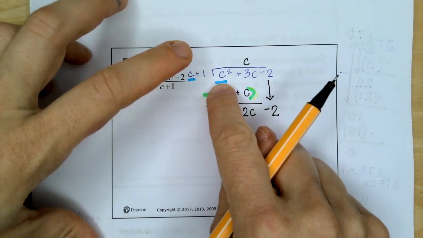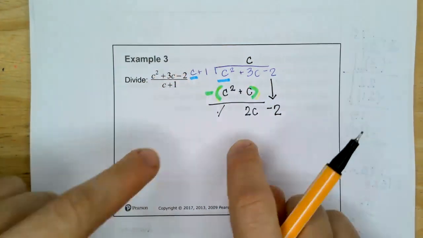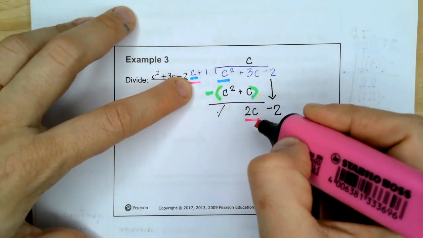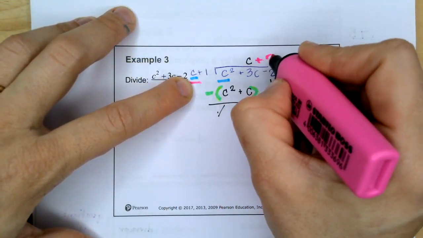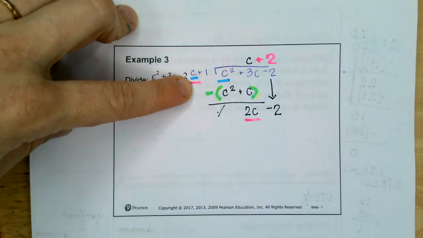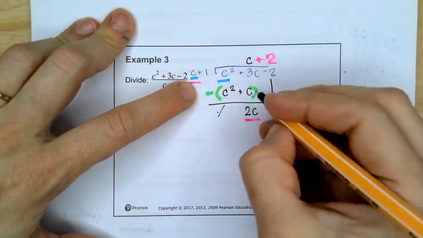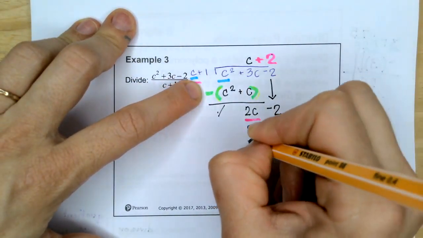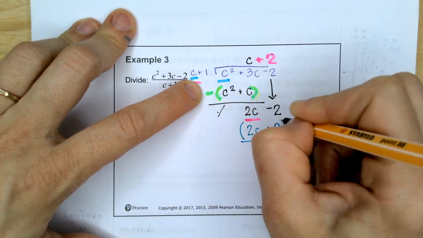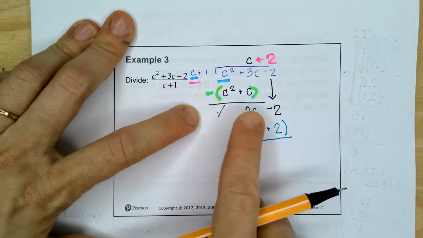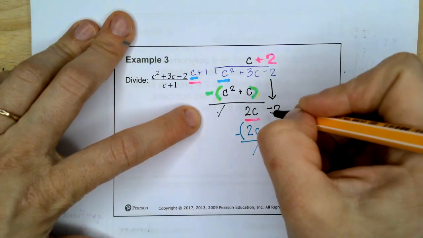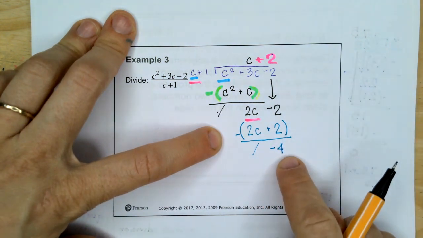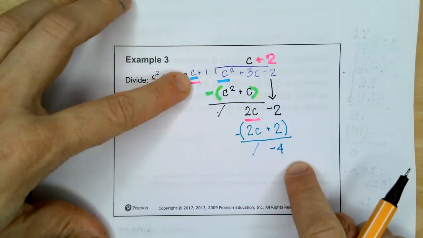Same thing. Here I looked at c squared and c. Now I'm going to look at the 2c and the c. How do I get from c to 2c? I multiply it by positive 2. 2 times c is 2c. 2 times 1 is a positive 2. Now, remember we're subtracting. 2c minus 2c, negative 2 minus 2, negative 4. So in this case, because there's nothing else to bring down, I have a remainder.